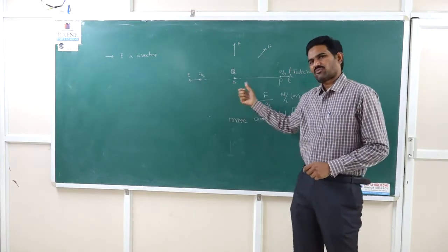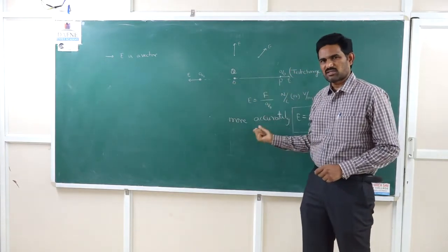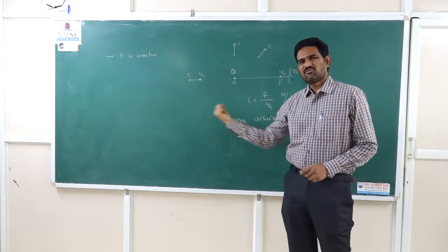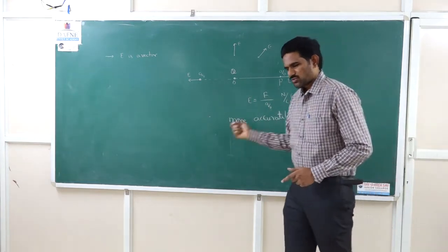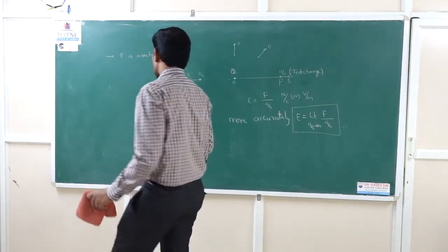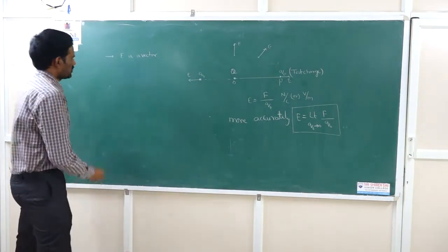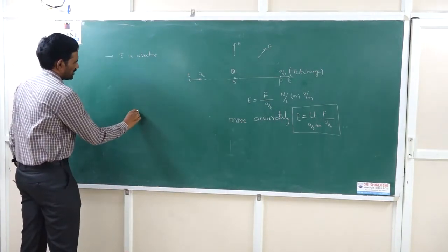Here also it is away. Like that, anywhere you may consider here, the direction of the electric field will be away from the positive charge. Similarly, if you consider the field due to a negative charge, I am taking it as minus Q.